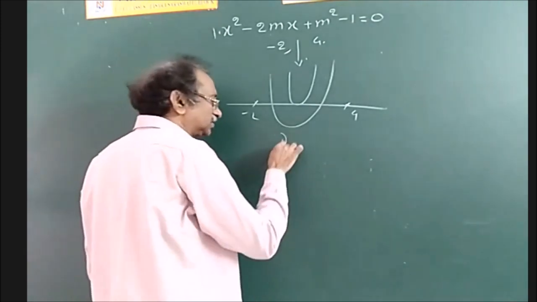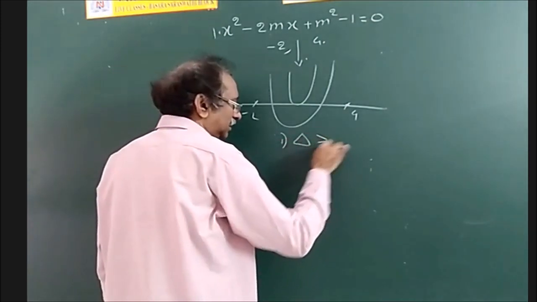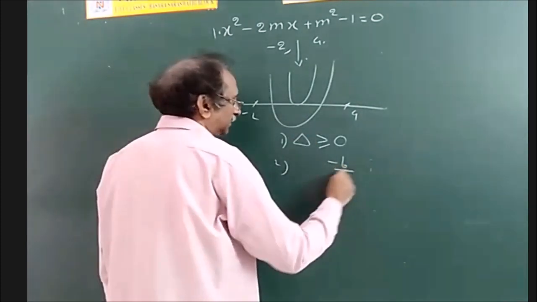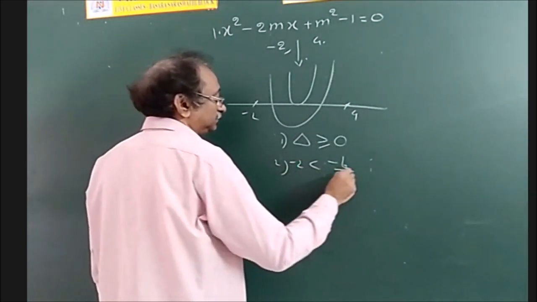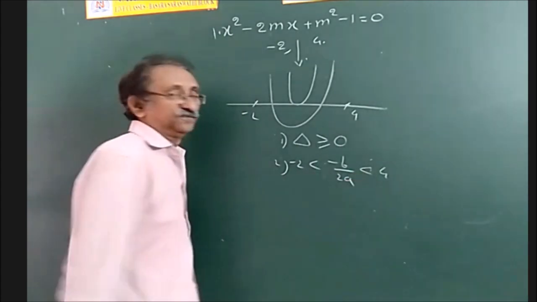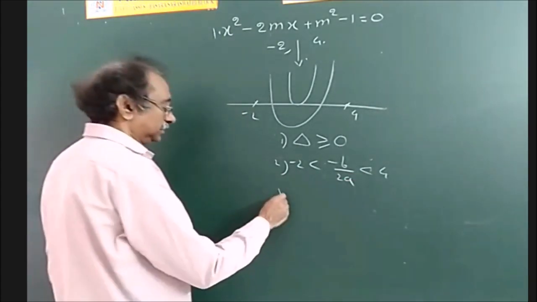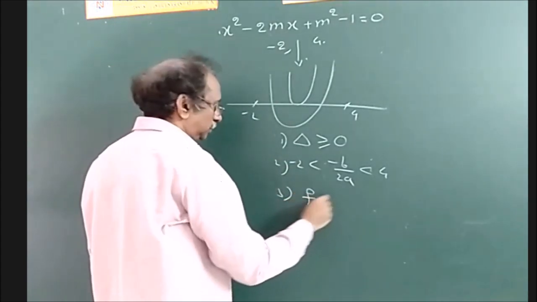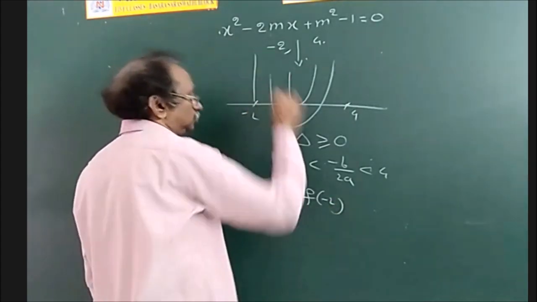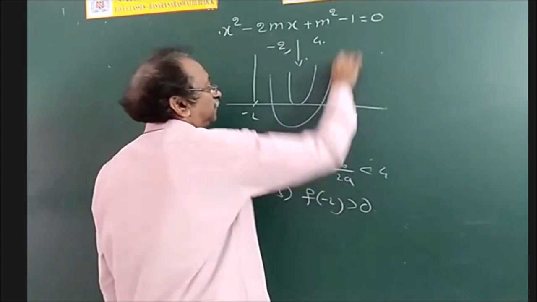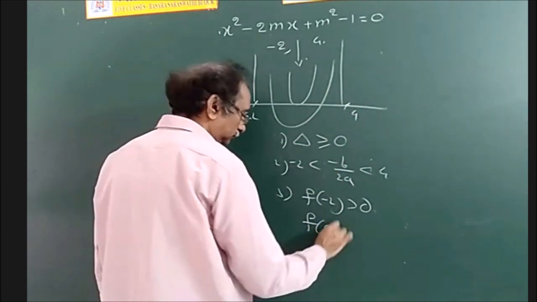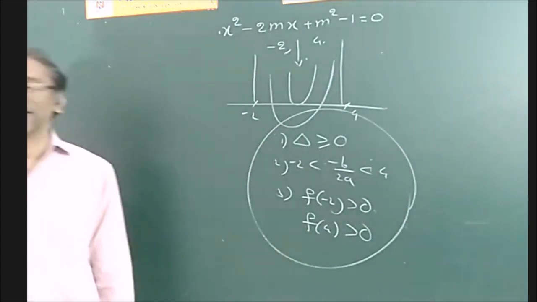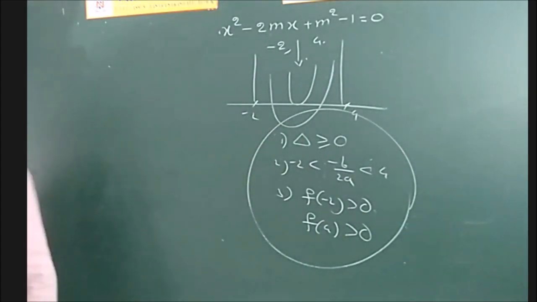And what are the conditions we have to apply? Delta greater than or equal to 0. Definitely minus b by 2a lies in between minus 2 and 4. And third one, a, the x square coefficient, is already positive, so f of minus 2 must be positive, and f of 4 also positive. We have to apply all these to get the values of m. Of course, definitely you can do that.